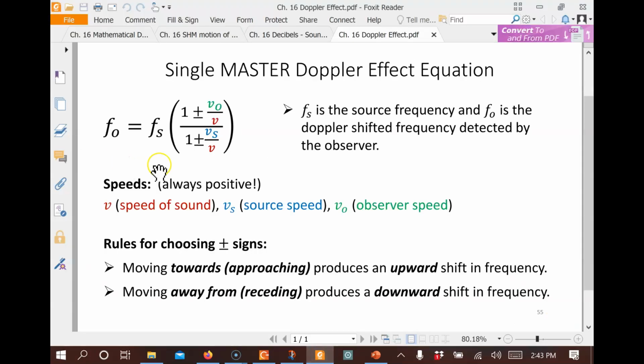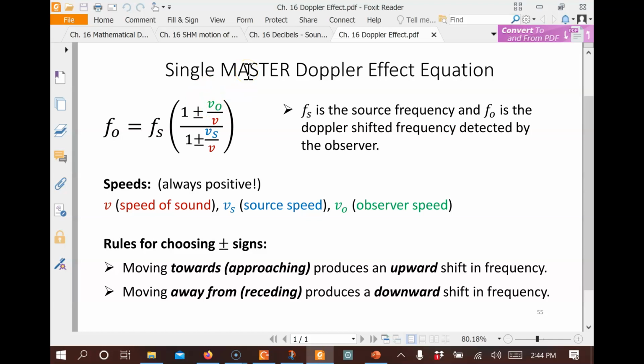Now there's a master equation that we can use here for any type of motion in which the observer and the source are moving. The most important thing here is we want to identify plus and minus signs. It's key to remember that if you're moving towards or approaching, this always produces an upwards shift in the frequency. It becomes higher pitched. So if the observer is moving towards, we need to choose the appropriate sign, plus or minus, that will increase the frequency. If it's going to increase for the observer, it'll be a positive because the observer is in the numerator.